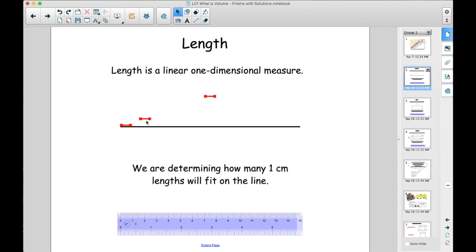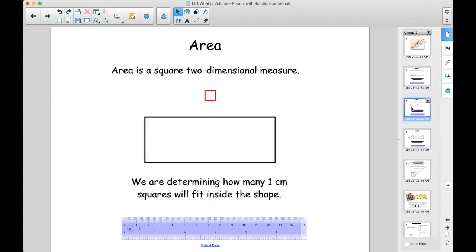And when you're measuring length, you're trying to figure out how many of these would fit across from beginning to end. Now I'm not going to finish that off, but you get the idea. How many of these would fit in beginning to end? And that would be our length in centimeters. So again, length is one-dimensional. That was when we were dealing with perimeter calculations in the last unit.